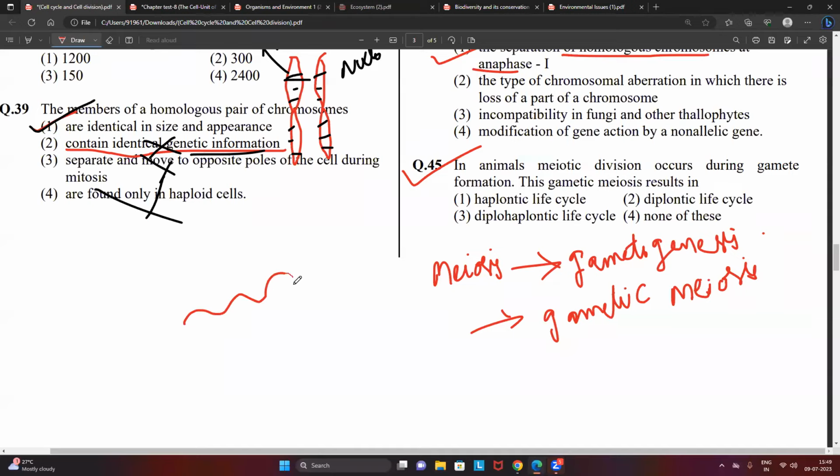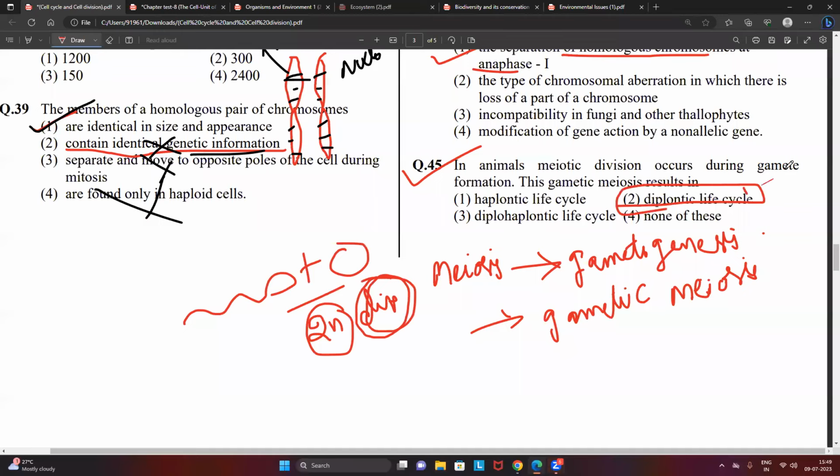Then sperm will come and fuse with the egg. When the two gametes fuse, which we call fertilization, we get a diploid zygote. So this formation of the diploid zygote is called the diplontic life cycle. Why are some of you saying diplohaplontic life cycle? Everyone understand this question correctly? Question 45: gametogenesis is also called gametic meiosis, and two gametes fuse to give rise to the diploid zygote, which is called diplontic life cycle. Got it? Perfect.